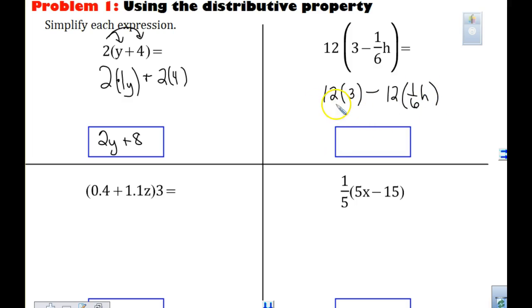Now, 12 times 3 gives us our 36. But when we're looking here, we might want to think of this as 12 over 1. And so if I'm looking at that as 12 over 1, I want to actually simplify before I multiply. 6 goes into both 12 and 6. 6 goes into 12 2 times and into 6 once. So I really have 2 times 1 times h all over 1, which is simply 2h.